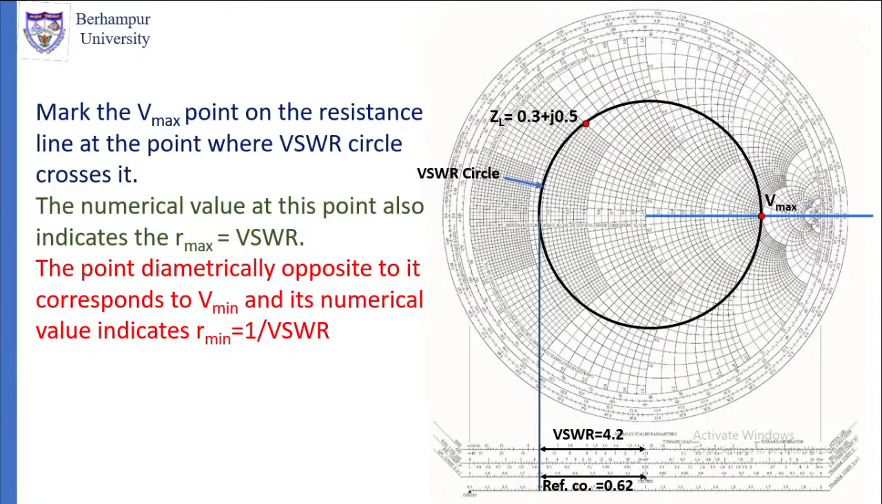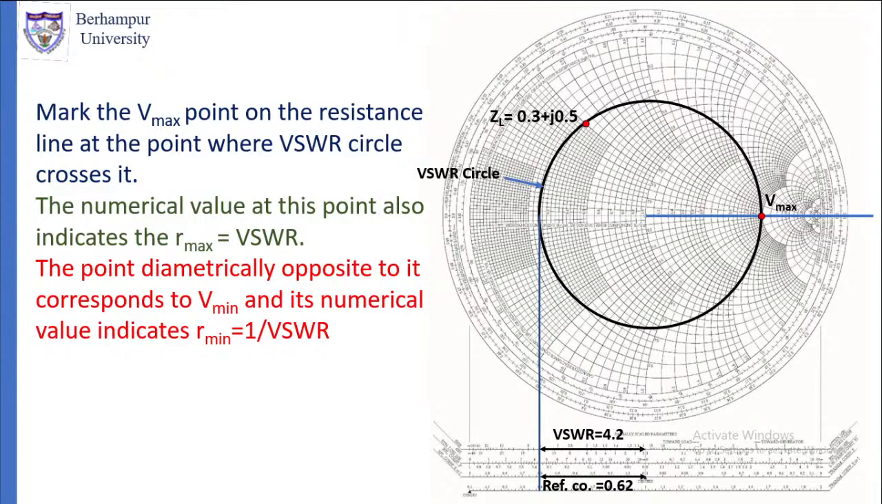How to find out where Vmax will occur, that we have discussed earlier. From ZL, find out the distance in terms of wavelength. If you move from ZL in the clockwise direction to reach Vmax, find out the distance that you have moved from the outer rim. That will give you the distance that you should move from the load to reach the maximum voltage.